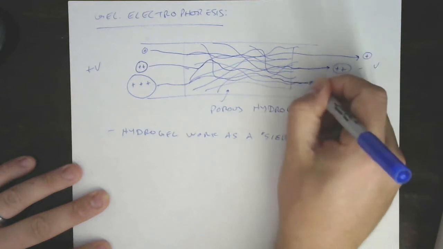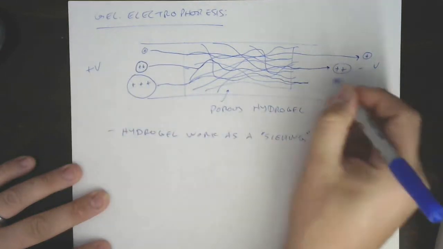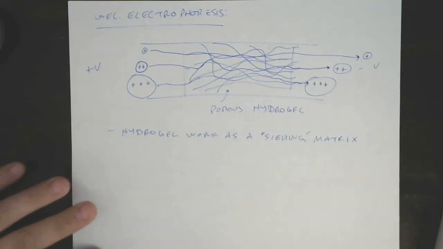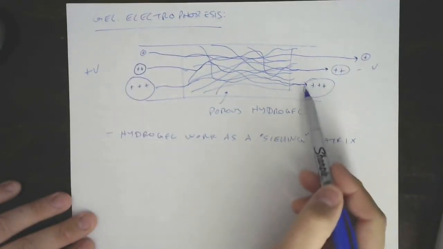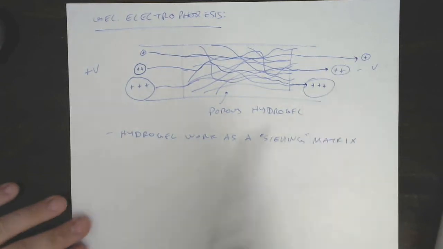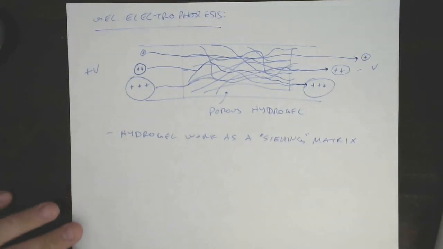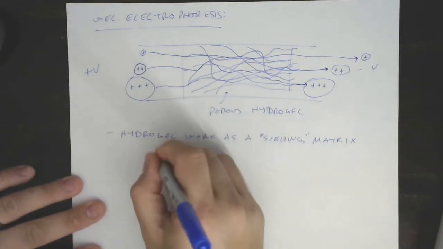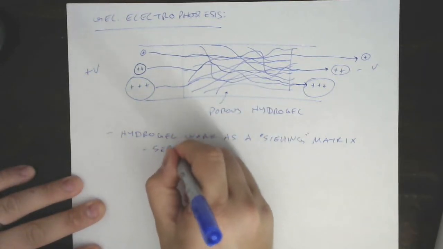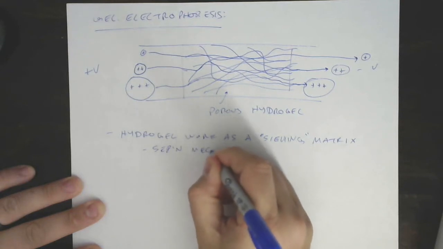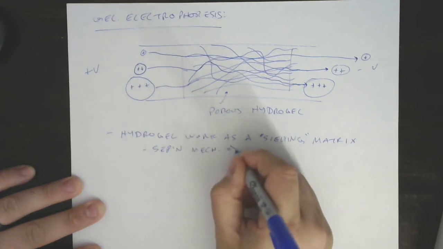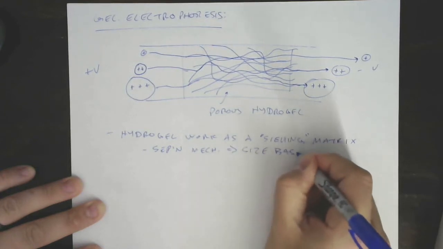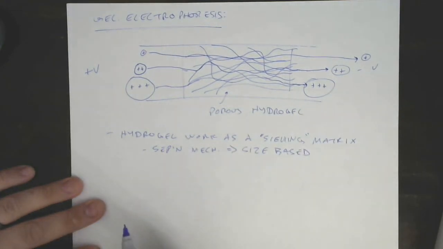But this is just a conceptual illustration. Something much larger will have an even harder time getting through. They'll come out at different times. We'll get separation based on size alone, not based on their charge. So let's just say here that in the sieving matrix, the separation mechanism becomes size based, size only based, not size to charge ratio.